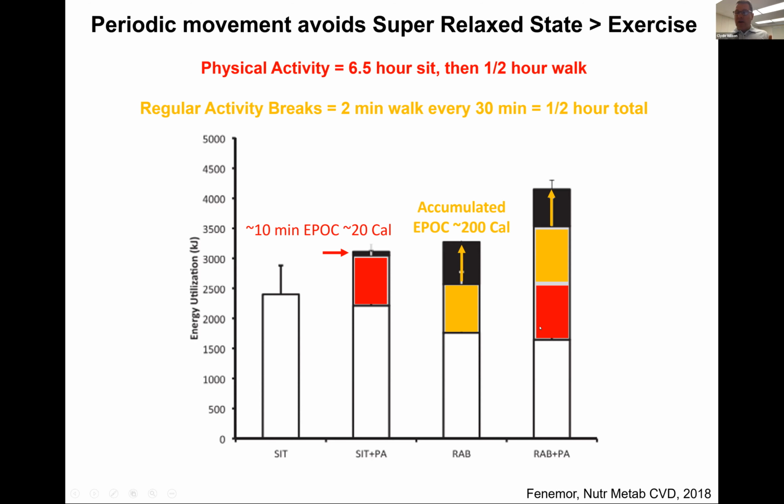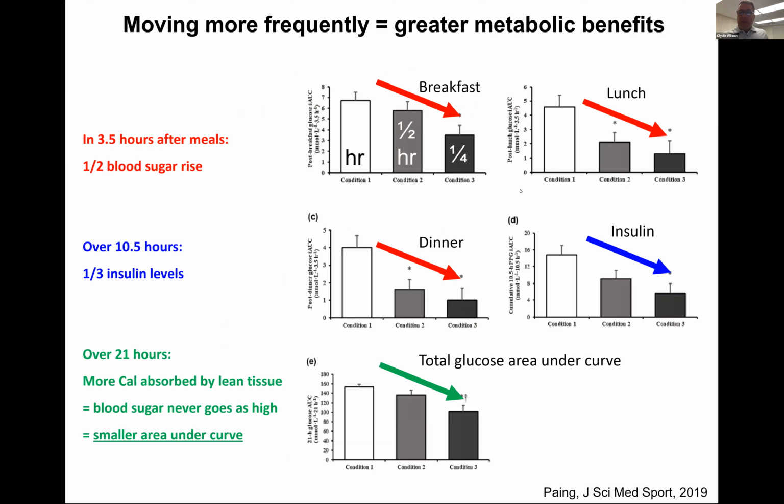And if you do both, a half-hour walk and broken up 2-minute walks, all of the extra calorie burn comes from those 2-minute walks. Because it's the same after 2 minutes as it is after 30.